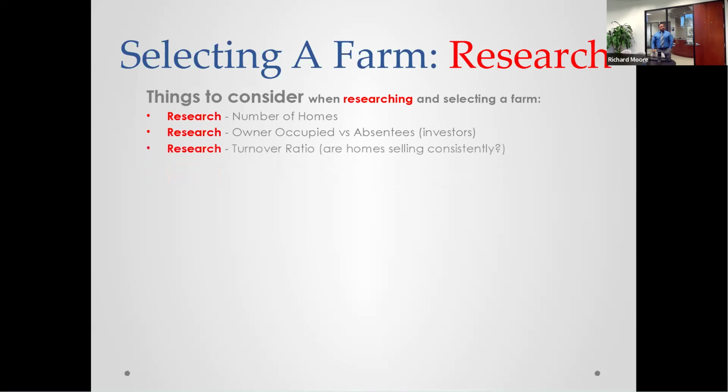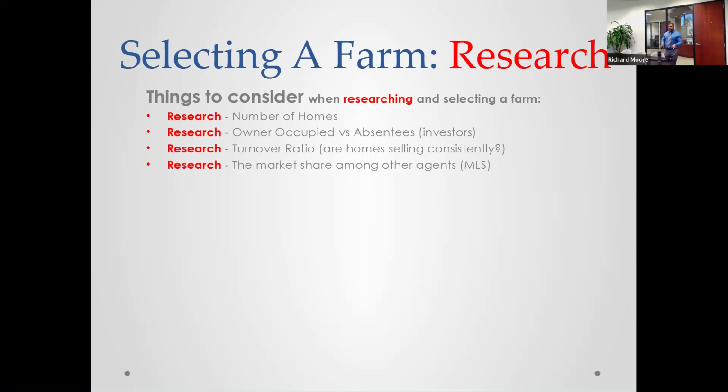Right. Research turnover ratio again. Are homes selling there? Are they not selling there? Market share amongst other agents. Remember we talked about your competition. How many other agents are marketing there? Well, not only how many other agents are marketing there, what market share is each agent taking? If there was, let's say, 15 homes that sold last year in that neighborhood, did one agent have 10 of them, and then the rest of them were amongst other agents?